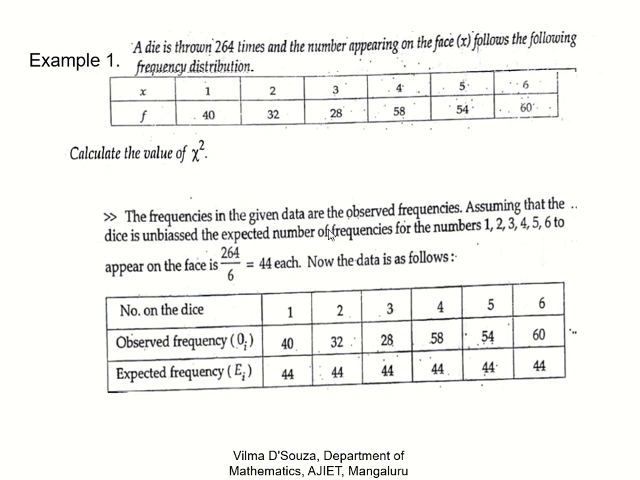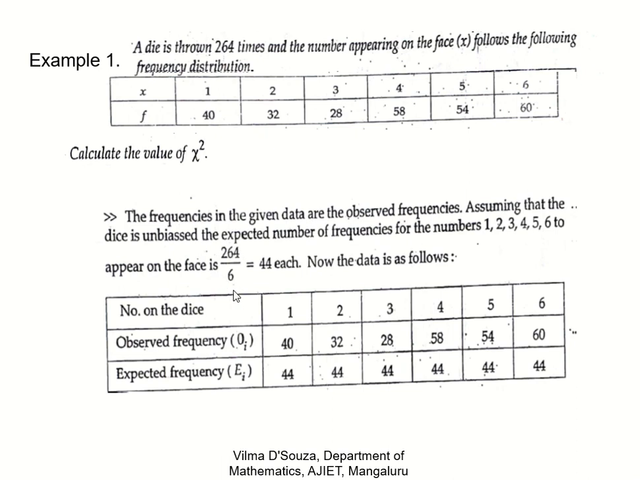The frequencies in the given data are observed frequencies. So whatever is given here are the observed frequencies. Assuming that the die is unbiased, the expected number of frequencies for the numbers 1, 2, 3, 4, 5, 6 to appear on the face is 264 by 6.